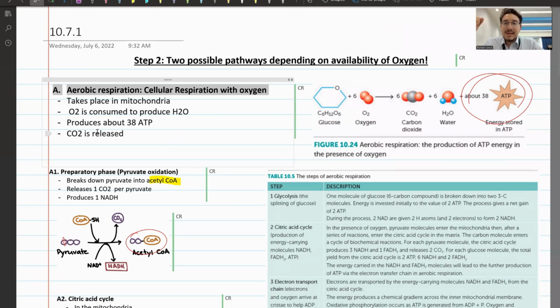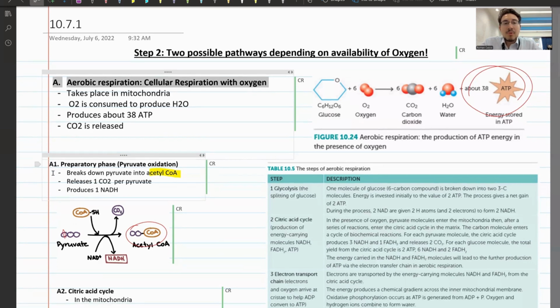38 ATP. And at the same time, the sugar, that pyruvate that we talked about, will be broken down to its most basic, simplest form, which is carbon dioxide. And that is where we get and exhale carbon dioxide from, from this cell respiration.